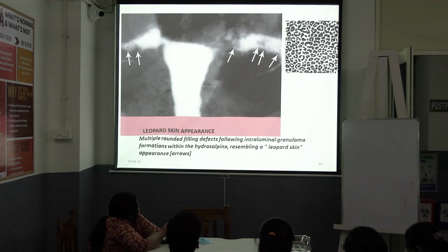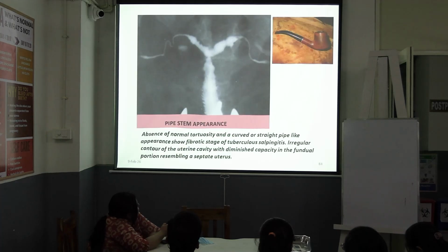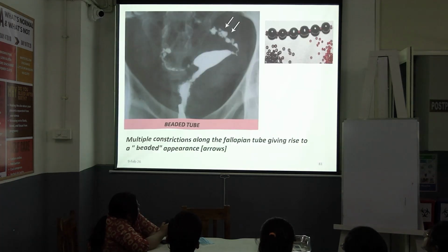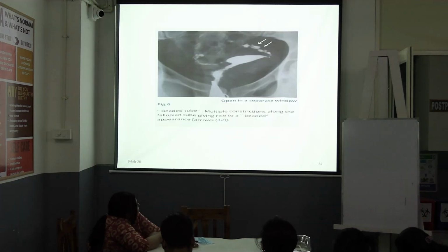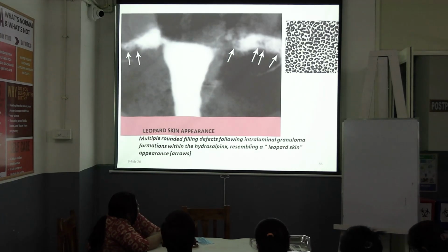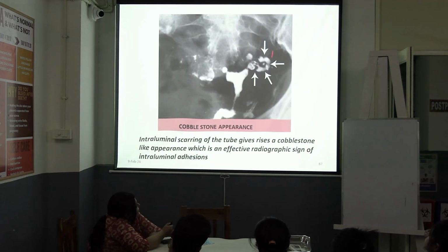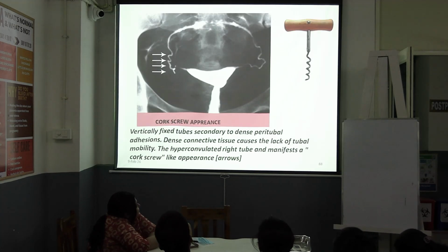See leopard skin appearance of this is not very common, but this picture and this picture, these are very common in case of genital TB. Beaded and golf club appearance. See this is cobblestone. This is also very common in genital TB. This is a corkscrew appearance due to dense peritubal adhesion.